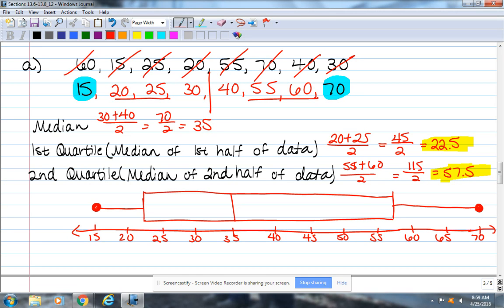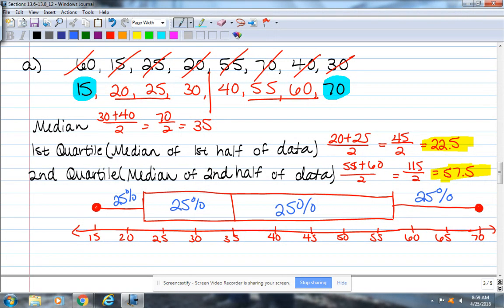Also, if you have an odd amount of data, it's a whole lot simpler because you don't have to find the averages of your medians. So let's just talk about this. 25% of our data happens here. 25% of our data happens here. 25% of our data is here, and 25% of our data is here.